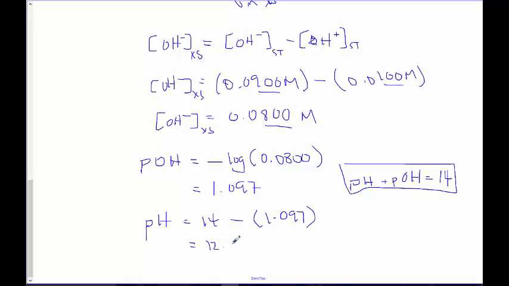And again, I'm allowed to have 3 sig figs after the 12, and I'm using the decimal place rule. The 14 is an exact number, so I can ignore it, but I am allowed to have these 3 decimal places after. Okay, and that's my final answer for pH. So this is a basic solution after I mix them together with a resulting pH of 12.903, which is basic.